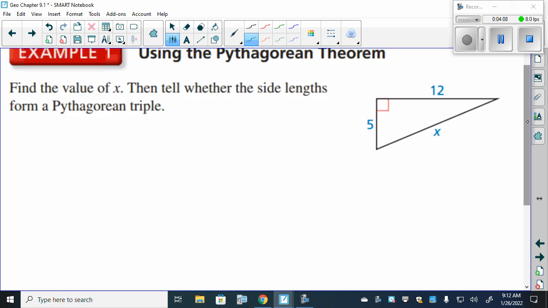So the first thing we're going to be doing is actually using the Pythagorean theorem to solve for the missing side length. Find the value of x and then tell whether the side lengths form a Pythagorean triple. When we look at this here, which one of these three lengths is going to be the hypotenuse? x, because it's opposite the right angle.